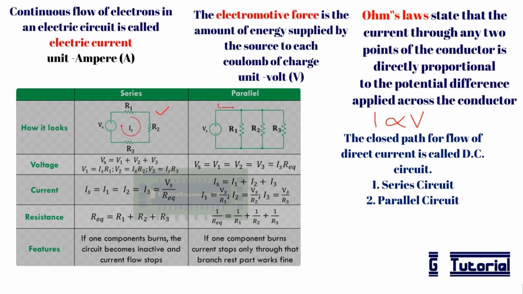And the voltage across each is given by the current through each. Current through all the three resistances is the same, that is Is, and the voltage drop across each is the current multiplied by the resistance, that is Is into R. So the voltage drop across R1 is Is R1, voltage drop across R2 is Is R2, and voltage drop across R3 is Is R3.